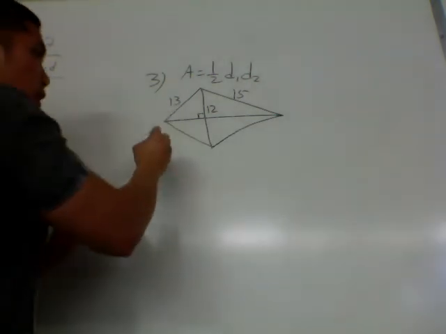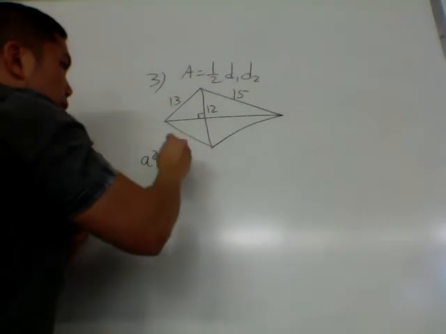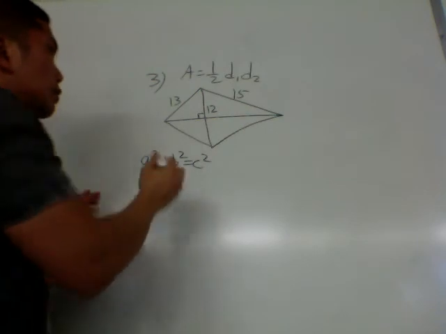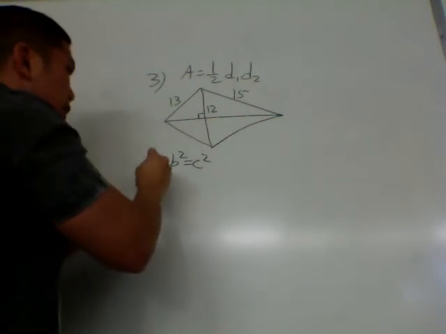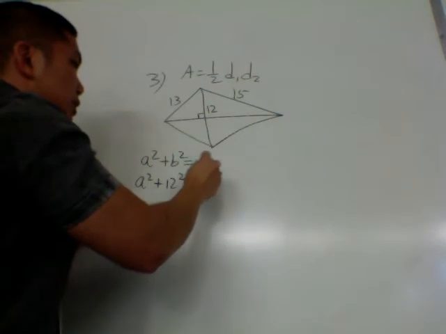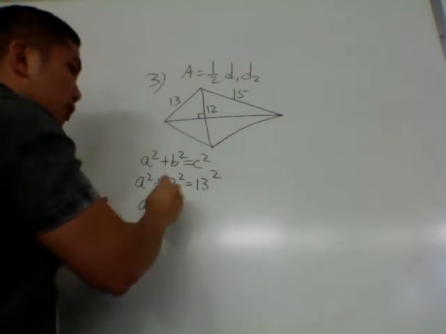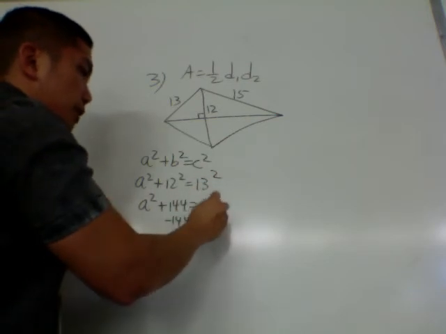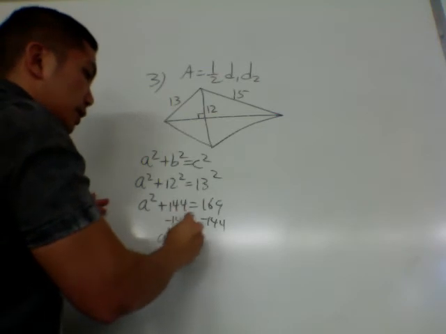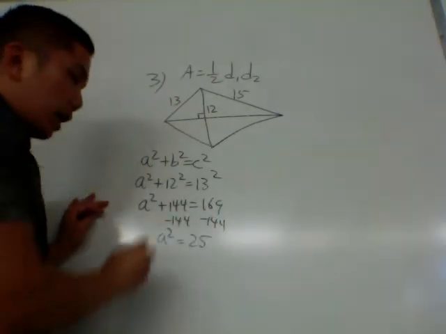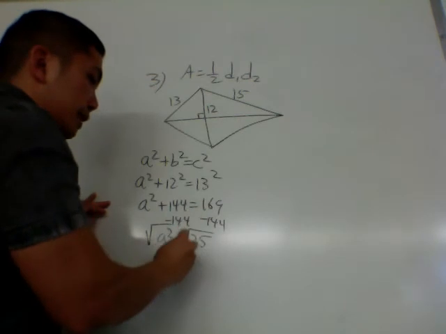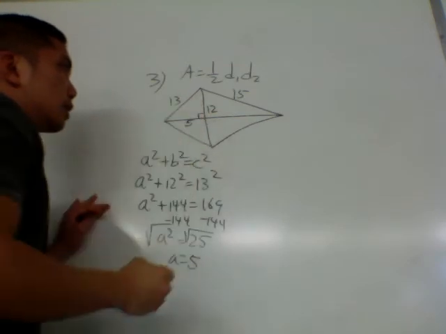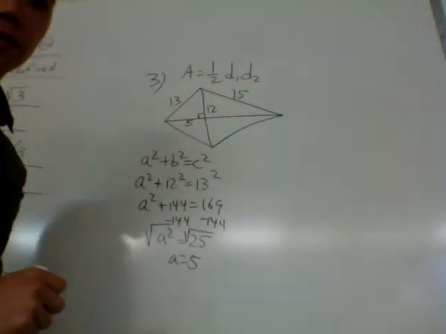So my Pythagorean theorem is a squared plus b squared is equal to c squared. So I'm going to take this left triangle. The left triangle is a squared plus 12 squared is equal to 13 squared. That becomes a squared plus 144 is equal to 169. I subtract 144 from both sides, and I get a squared is equal to 25. I square root both sides, and I get a is 5. So I know now that this section here is 5.